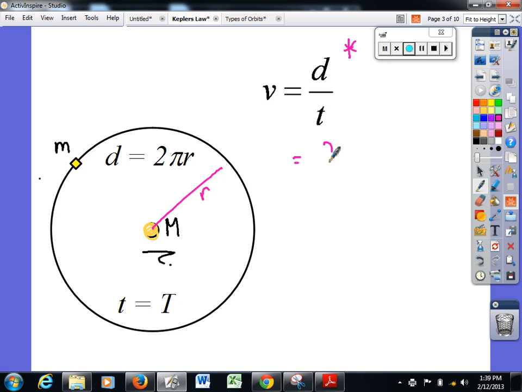So it becomes 2 pi r over the period, which is T. And we are defining T as the time taken to make one complete orbit. Are we okay with that? A complete orbit is really what we call a year. But we have a tendency to only reserve the word year for Earth. Otherwise, we get confused with different years.